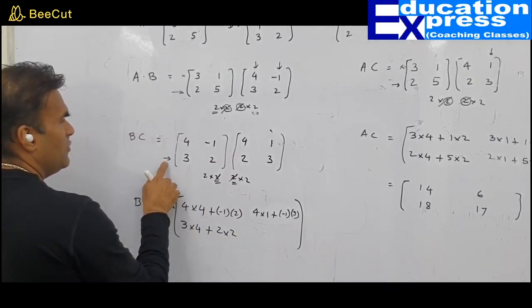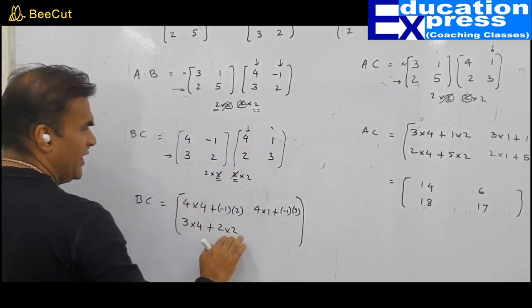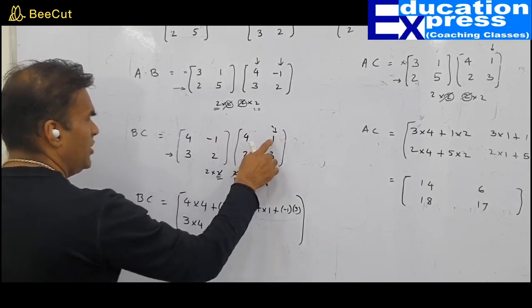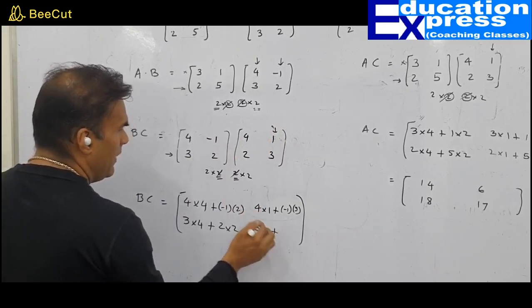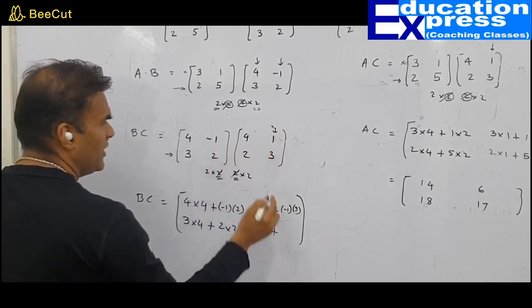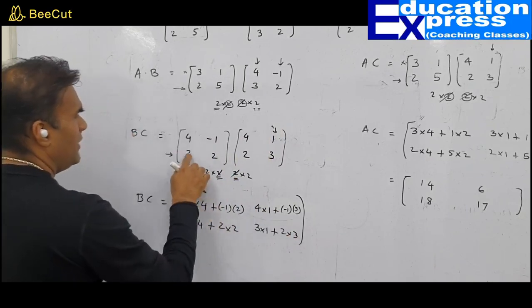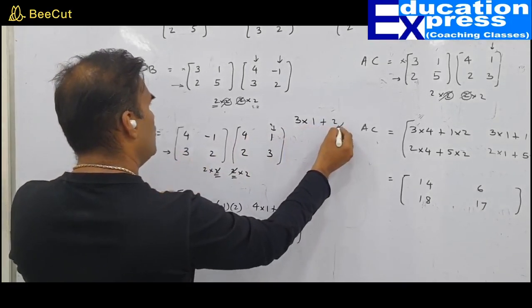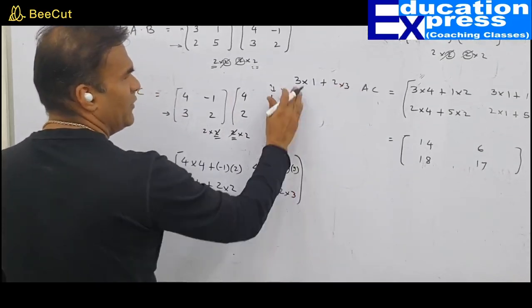So this row you did with this column, it's done. Now it will shift to another column. 3 into 1 plus 2 into 3. How are we going? This into this. So this means 3 into 1 plus 2 into 3. That is what exactly we are doing.